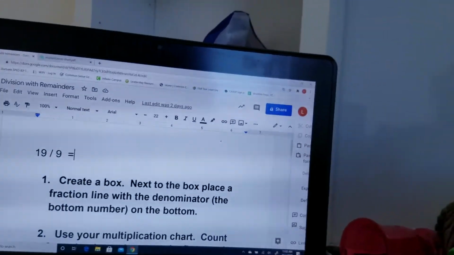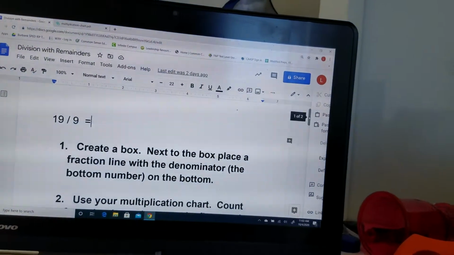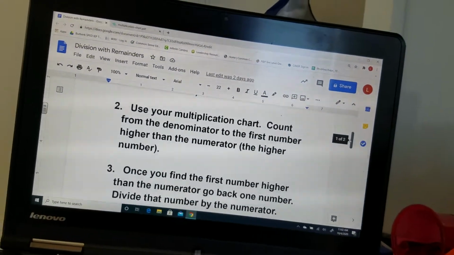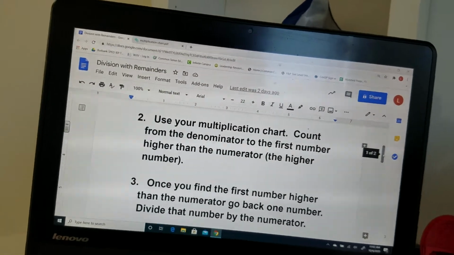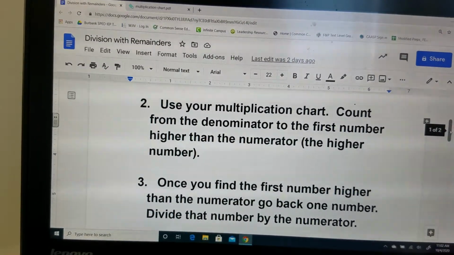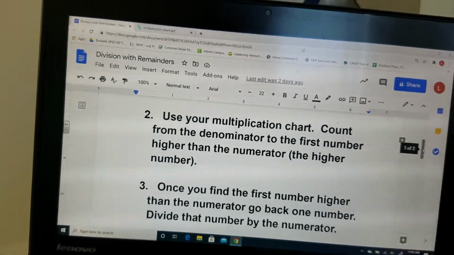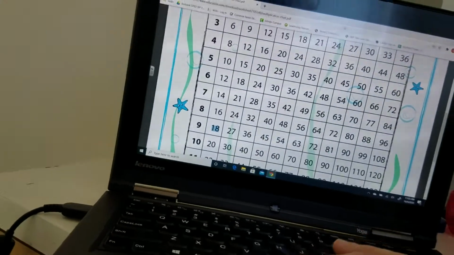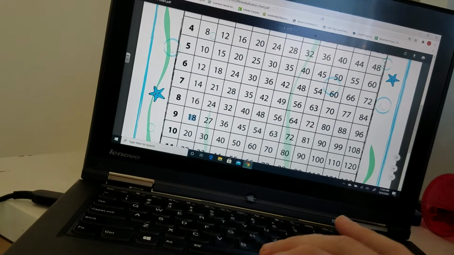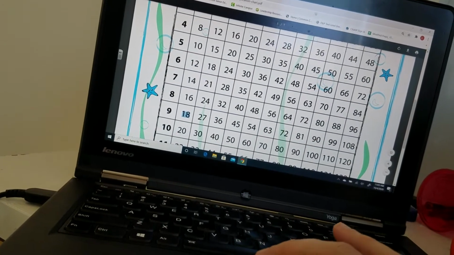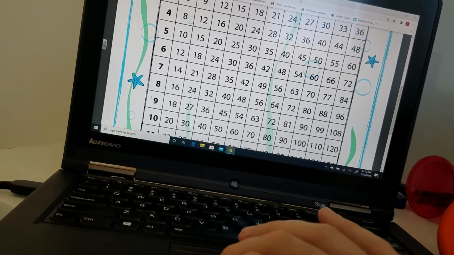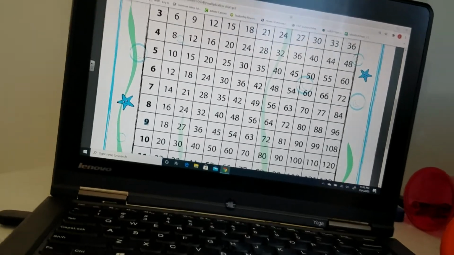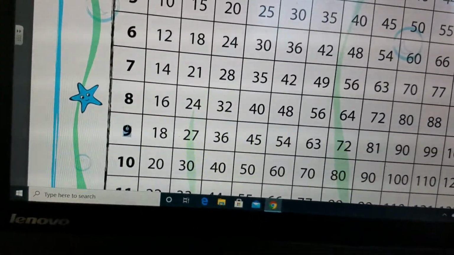Step 2, use your multiplication chart. Count from the denominator to the first number higher than the numerator. Now the denominator, of course, as we remember, is 9, and the numerator is 19. So we're going to go to our multiplication chart. So let's scroll down to 9. Here we are, 9. Right here. So we're going to count until we get past 19.